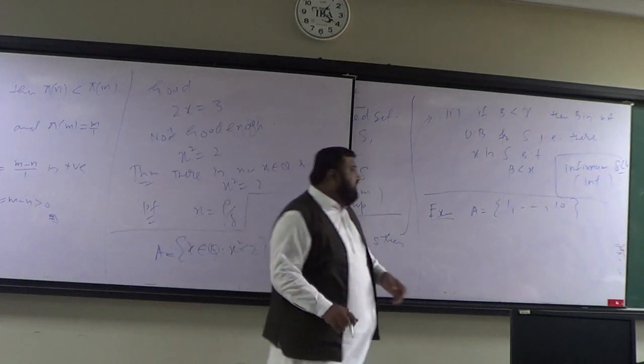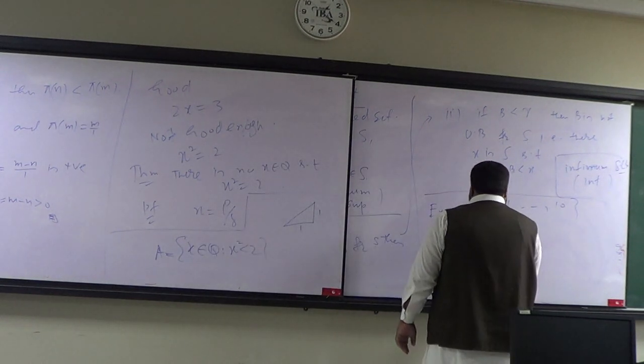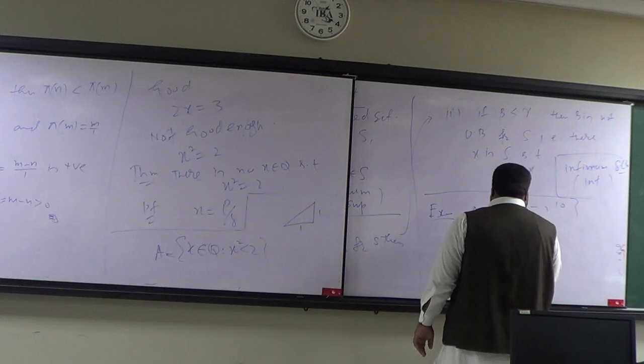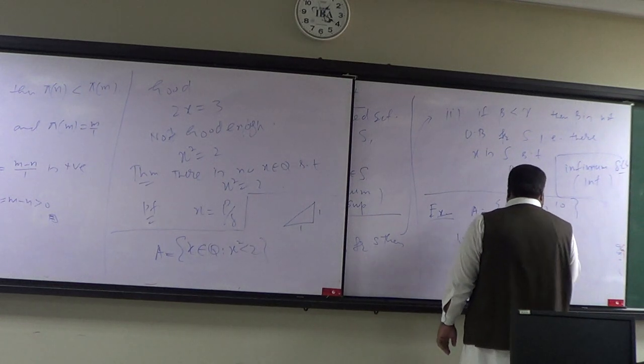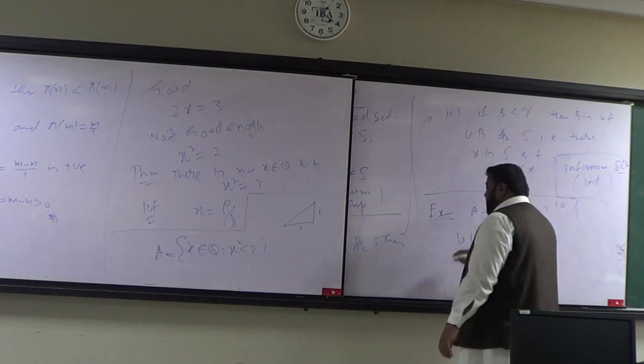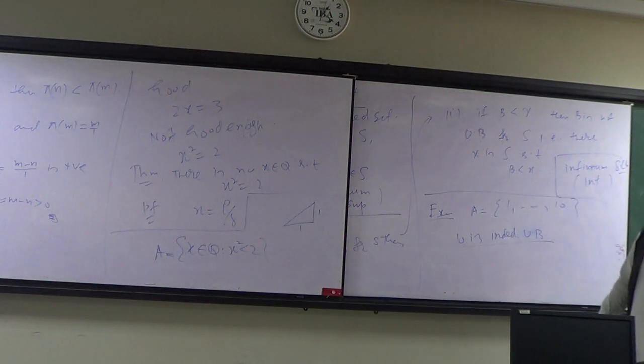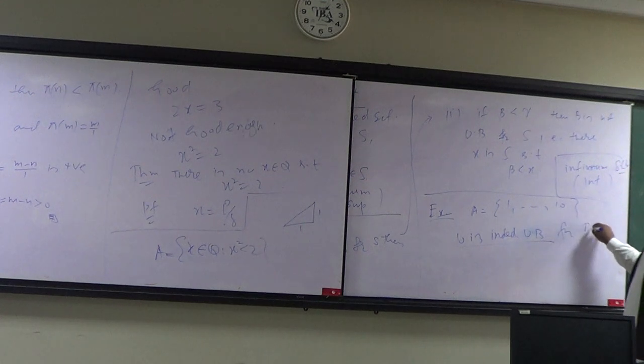That's what the case is. So 10 is indeed an upper bound for 8. Least upper bound. But how are you going to prove least upper bound?